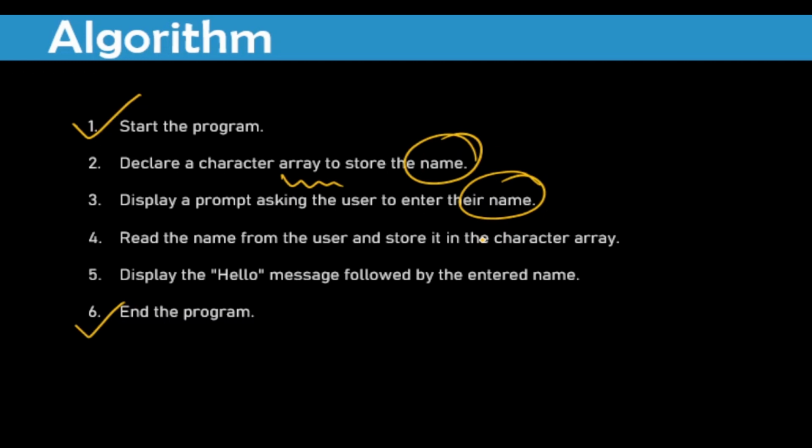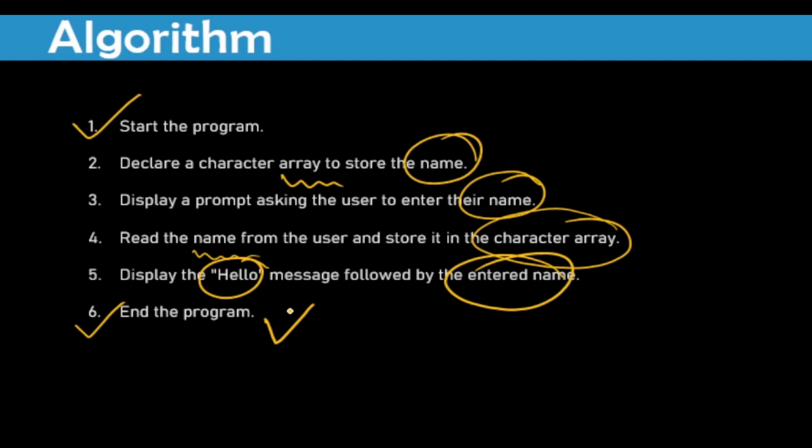Then what will the user do? They will enter the name. So I need to declare the name, read the name from the user and store it in the character array. After that, in printf, I need to print hello followed by the entered name, and end of the program. This is the thing. Now let's move on to the program.